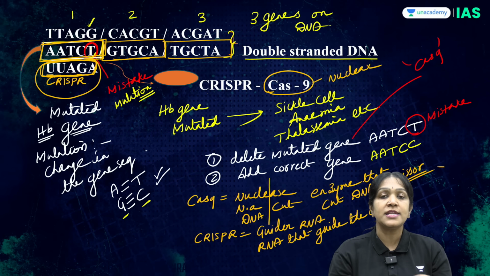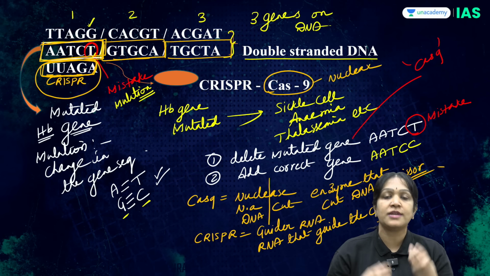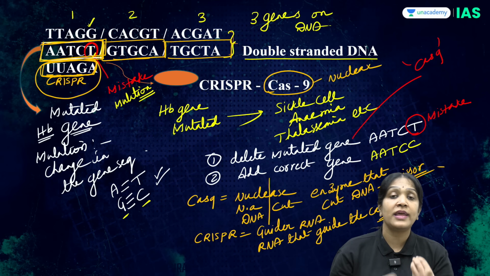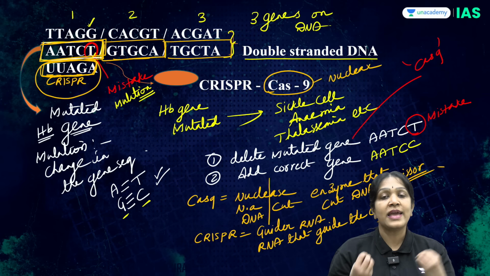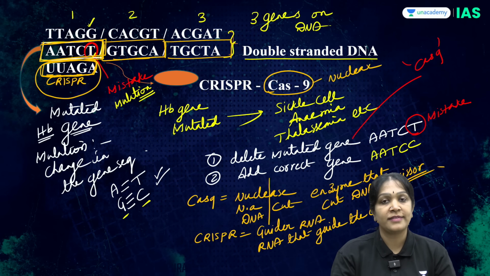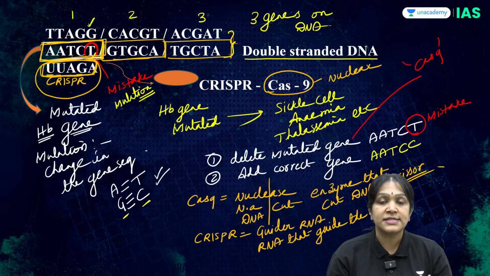Now the mutated gene is deleted. We will add the correct gene. It means now they can produce healthy hemoglobin or healthy insulin. So like that we can treat genetic diseases by modifying the genes. Because you are modifying the genes, we can also call it genetic engineering. What is genetic engineering? Manipulating the genes, modifying the genes.